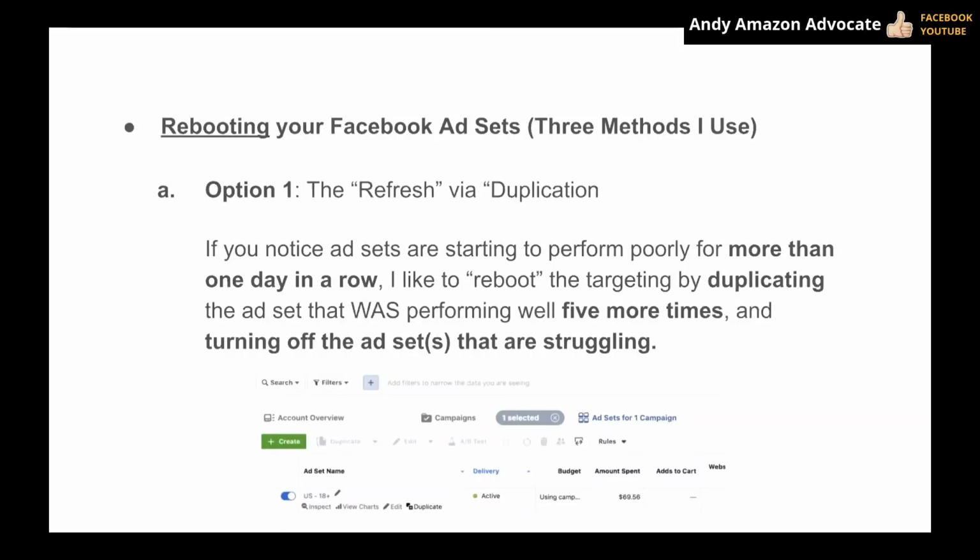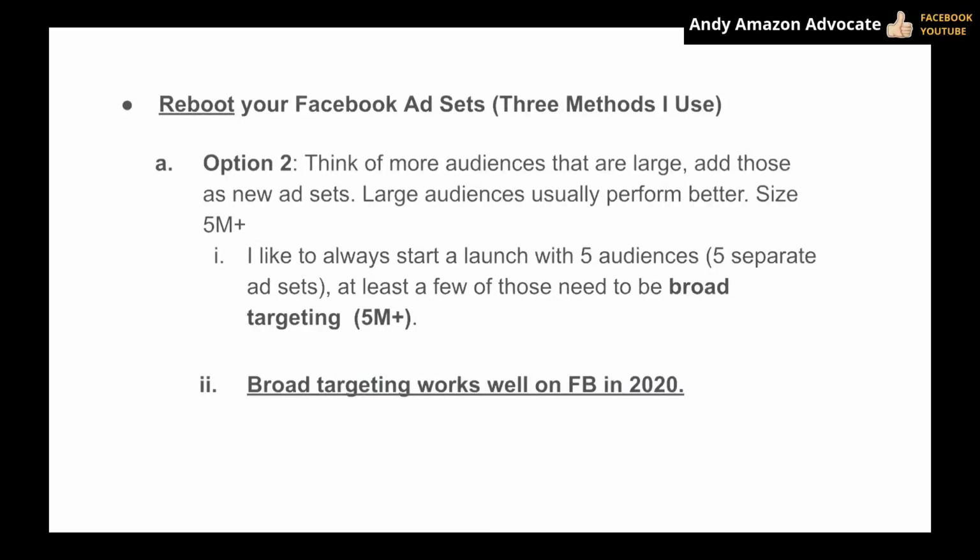Find the one that's performing the best, duplicate that a few times, and then turn off the ones that aren't doing well. You always want to have at least one running so that your ad doesn't completely turn off, but duplication is a very good way to give Facebook more opportunities to perform better, make your ads perform better. The second option is add more audiences.